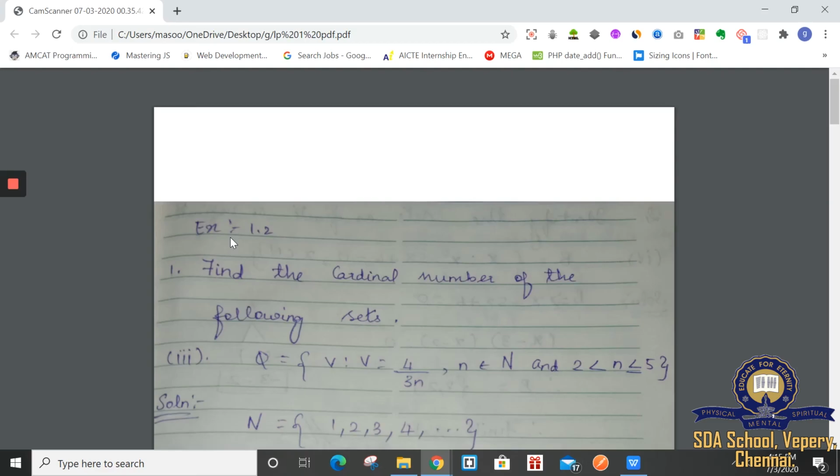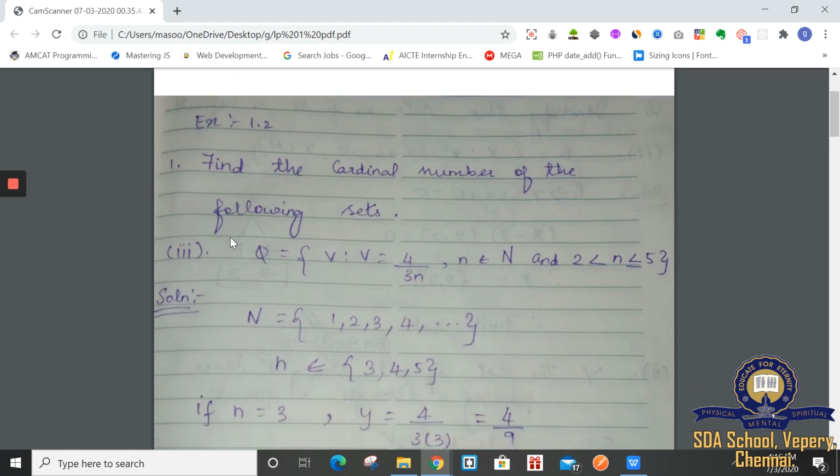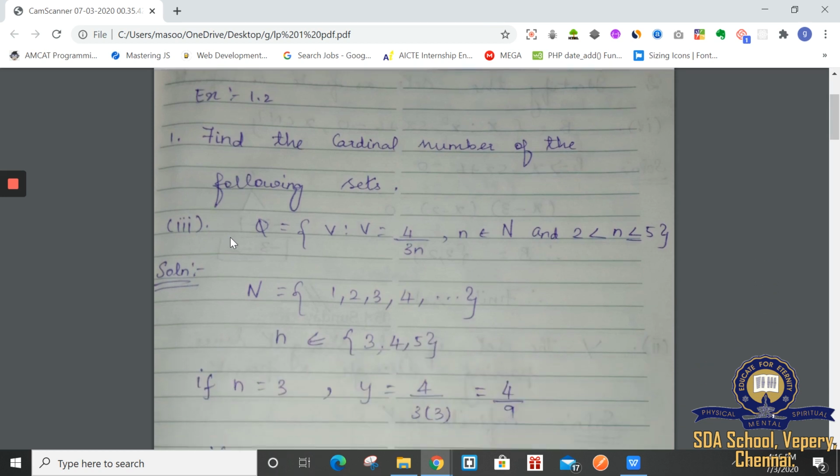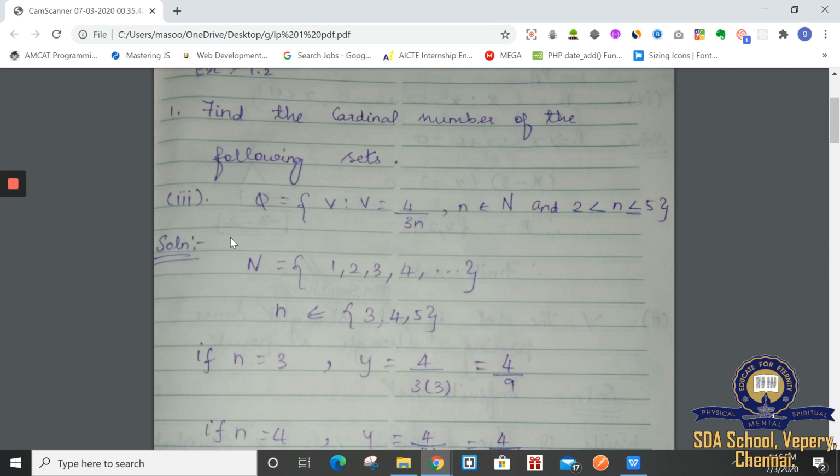Start with the exercise problem. So exercise 1.2, first sum, third subdivision. Q is a set such that y equals 4 by 3n, where n belongs to natural numbers and 2 less than n less than or equal to 5. So natural numbers are counting numbers. It starts from 1, 2, etc.